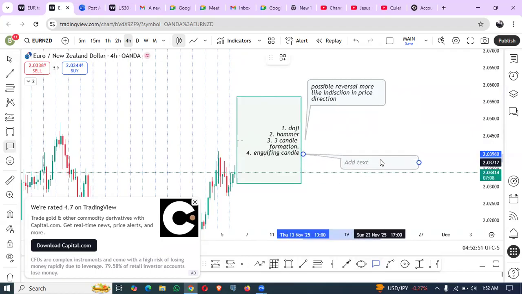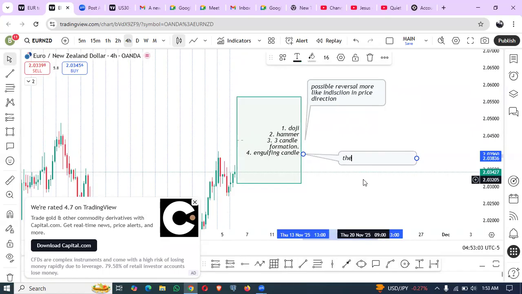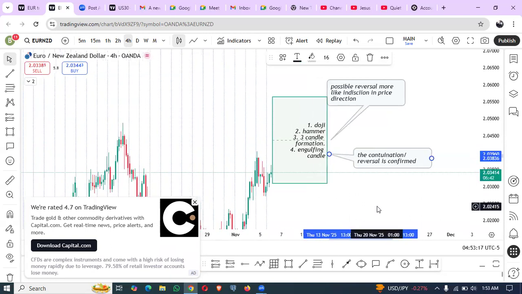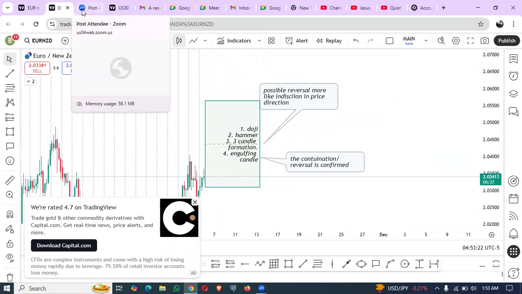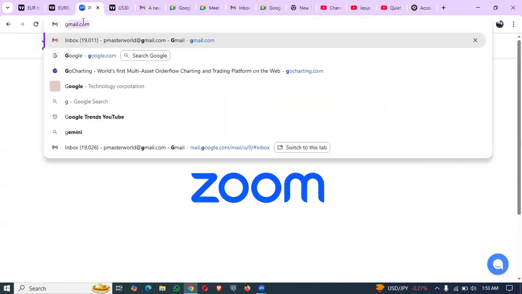But once you see an engulfing, it shows strength to either buyers or the sellers. So once you see an engulfing candle, either the trend continuation or reversal is confirmed. That's for the engulfing candle. So let's go to Google now, so we'll see a pictorial view of the stuff.